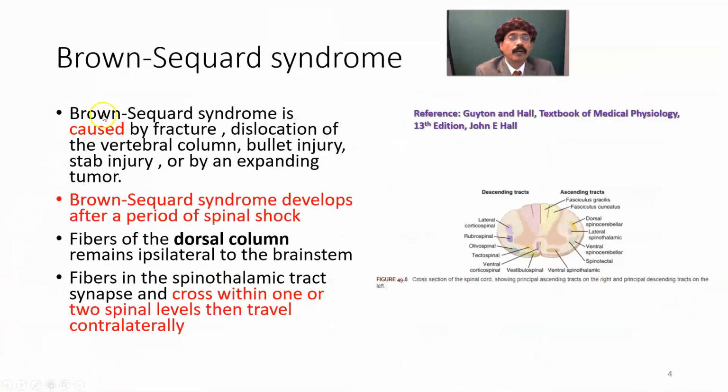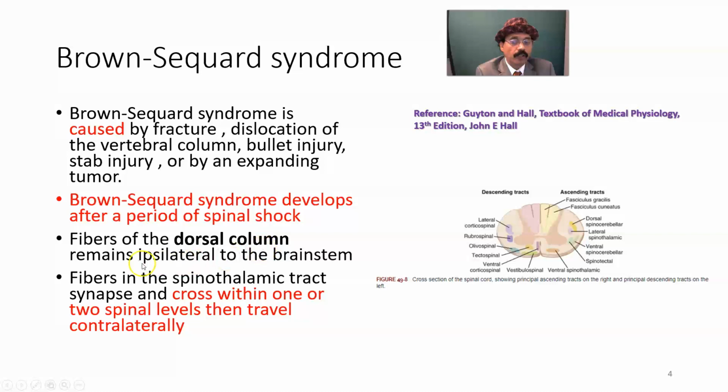How is Brown-Sequard syndrome caused? It is caused by fracture or dislocation of the vertebral column, bullet injury, stab injury, or by an expanding tumor. Brown-Sequard syndrome develops after a period of spinal shock.